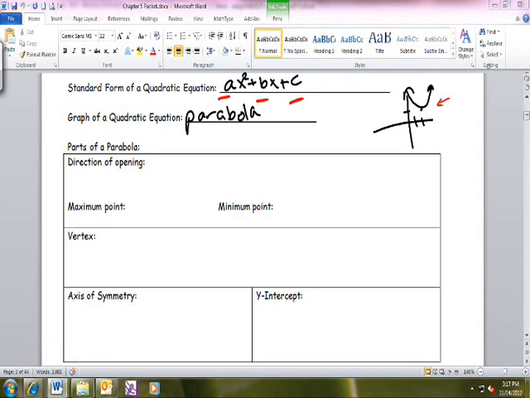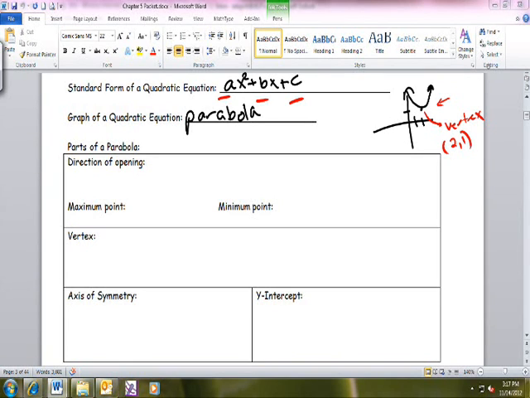A couple things you need to know about the parabola. This parabola has a minimum point, which happens to be at the vertex. This vertex itself is at the point (2, 1). So the vertex is an ordered pair. It's a point, and it happens to be kind of what you might consider the corner of the parabola.